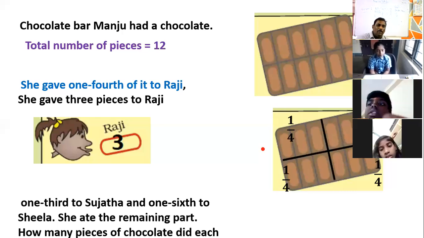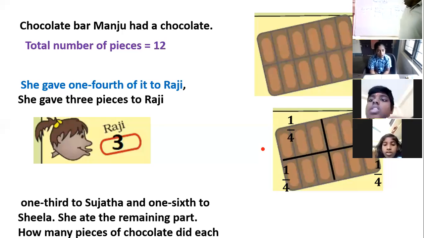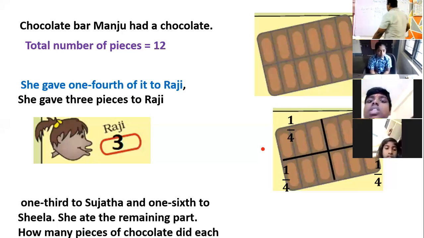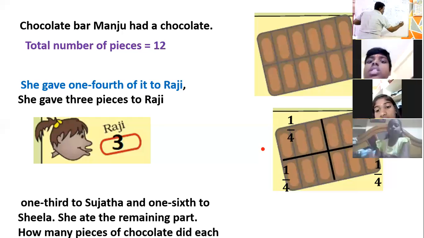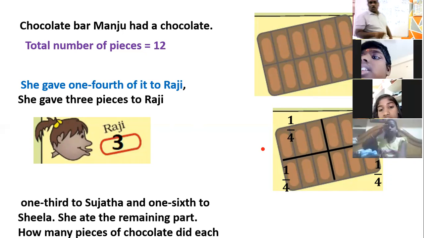1/4 of 12 pieces is 3. The answer is 3. So she will get 3 small pieces.